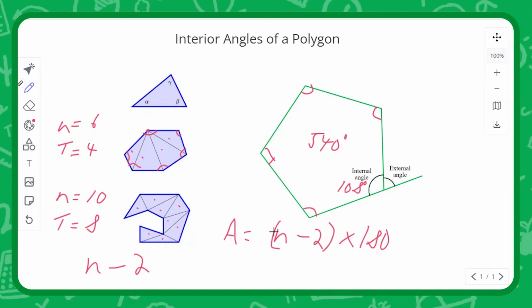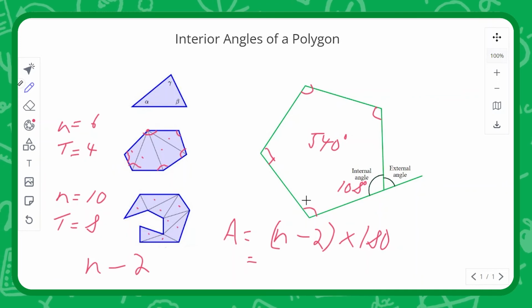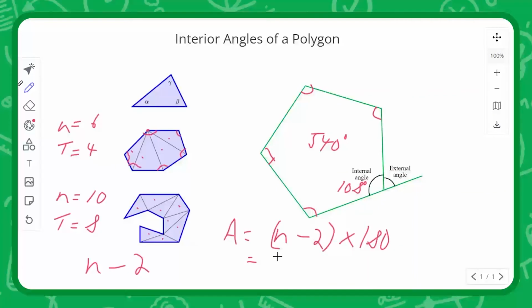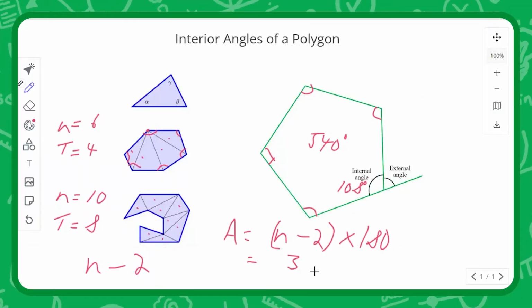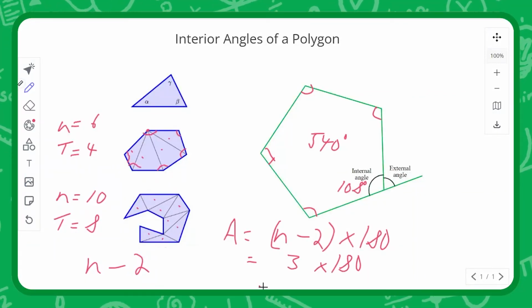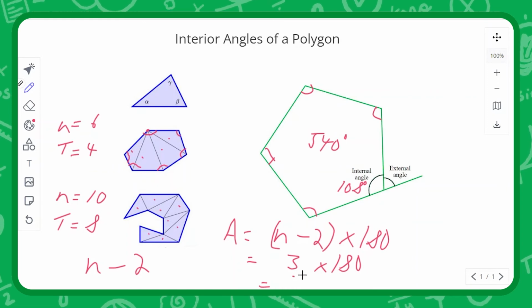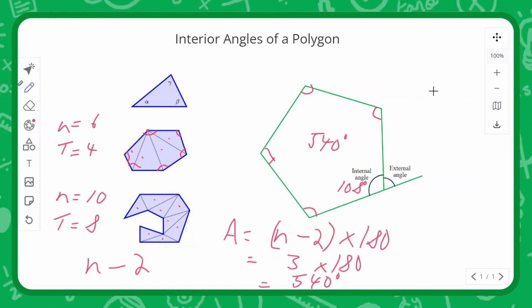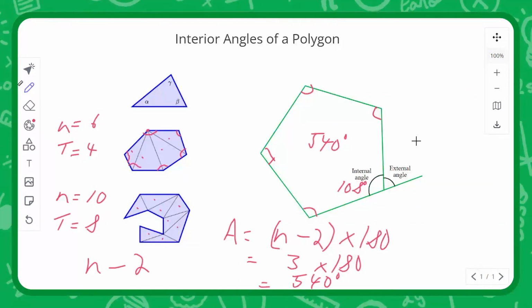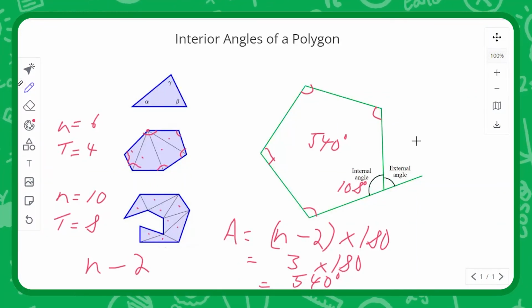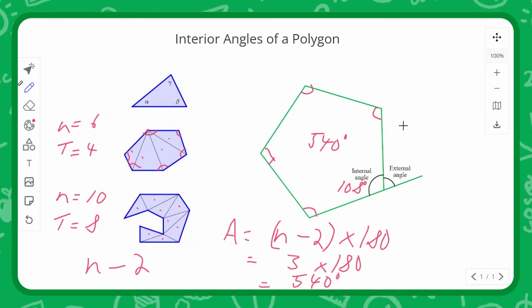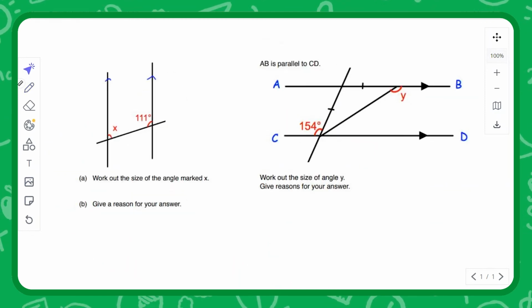Do we? Let's see. So it's a pentagon, so n equals 5, number of sides is 5. Take away 2, and so n take away 2 is 3, times 180. What's 3 times 180? Well, it is 540. So yes, it does indeed work, this formula of n take away 2 times 180 to find the interior angles in any polygon. Doesn't have to be regular.